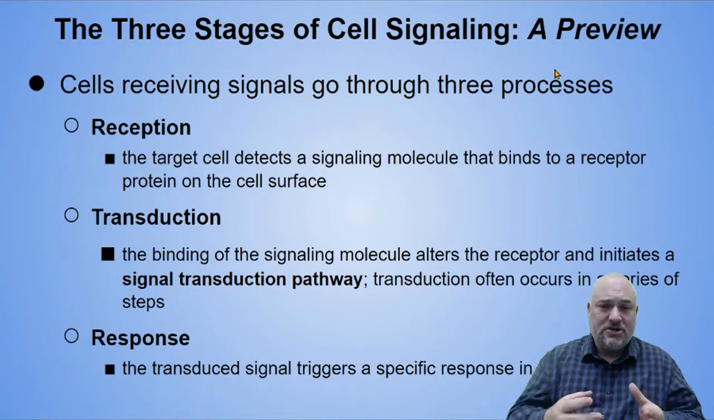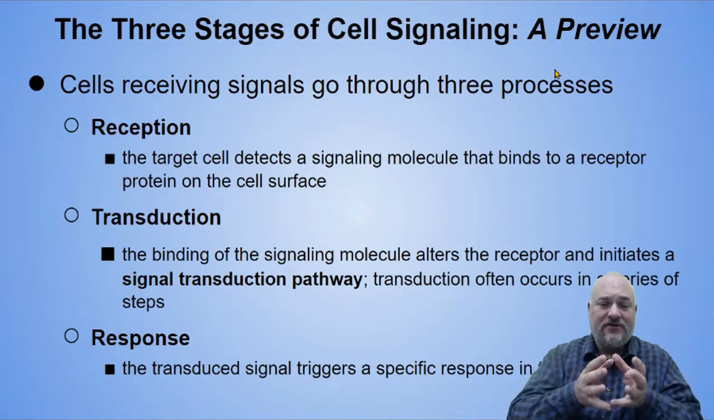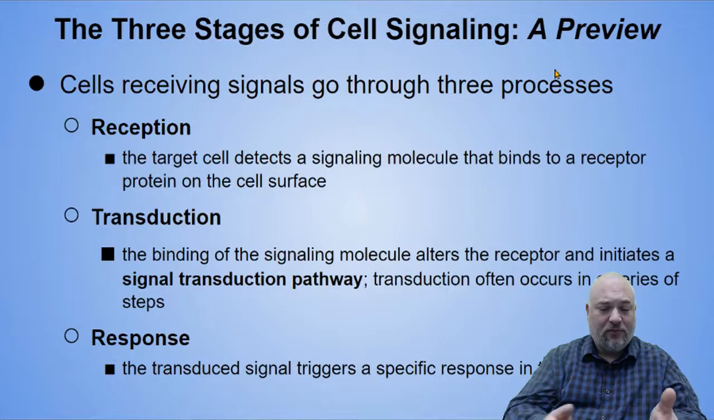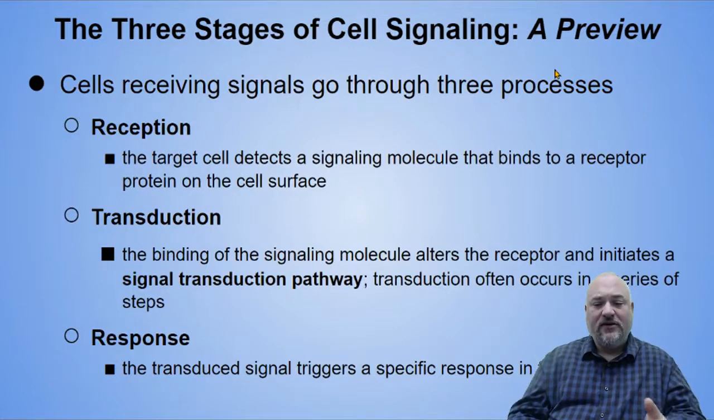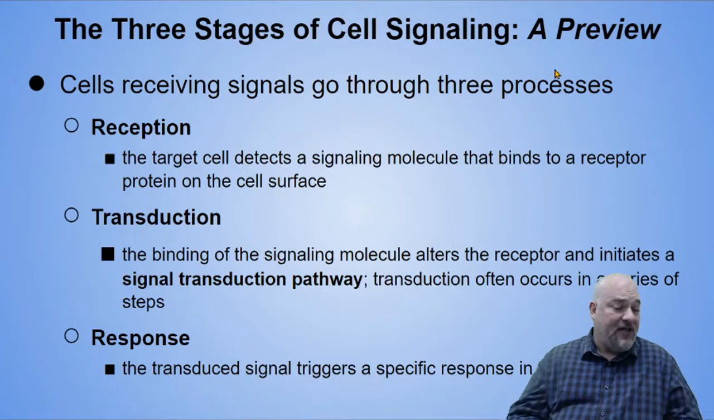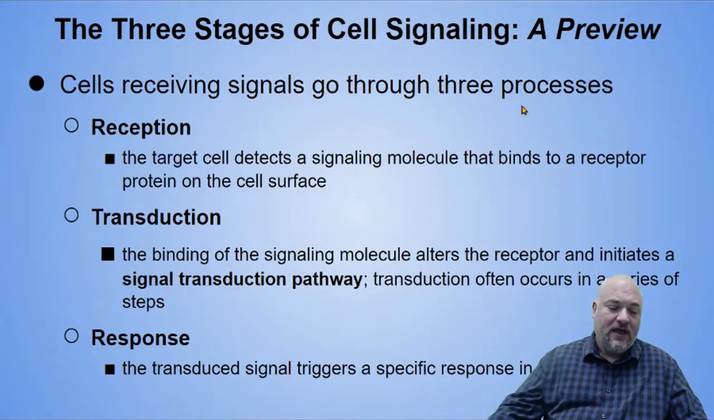Okay. Transduction. Now that we have the signal bound here, now we need to transmit that signal through the cell to wherever the target organelle or chemical process is. And that's called transduction. The binding of the signaling molecule alters the receptor. The receptor changes shape, which initiates a signal transduction pathway, which usually occurs in a series of steps, which are important. And we'll talk about those as we go.